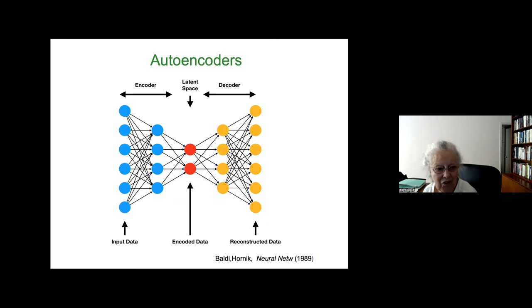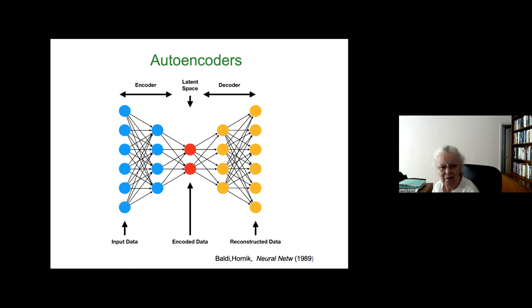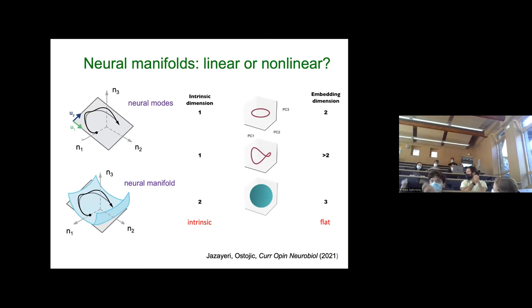Okay, so I actually want to stop, leaving you with these images of the non-linear manifolds, their intrinsic dimension, and their embedding dimension, and maybe this image of how autoencoders are a very powerful tool for being able to go from a linear description to a non-linear description. And that's it for today. Thank you very much.